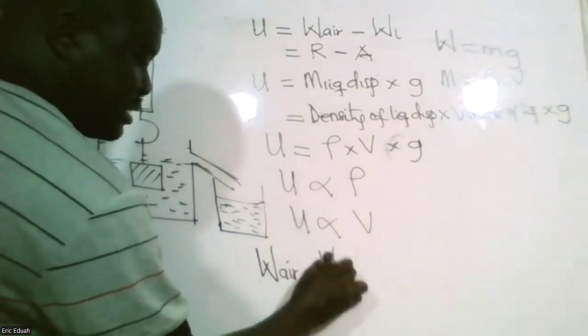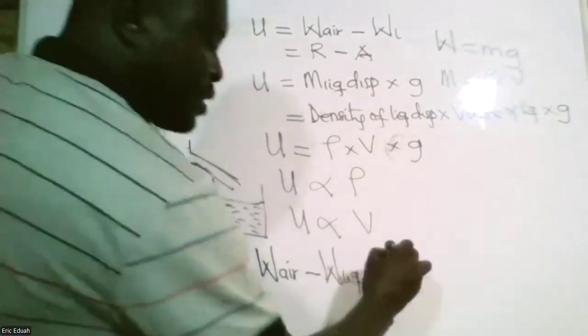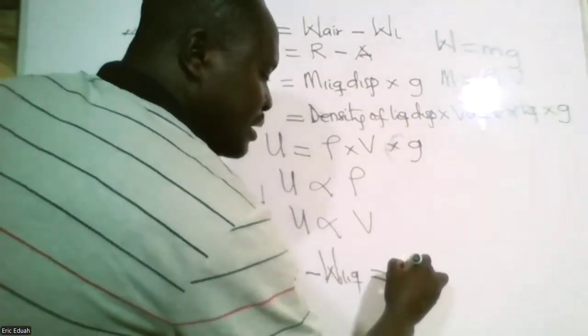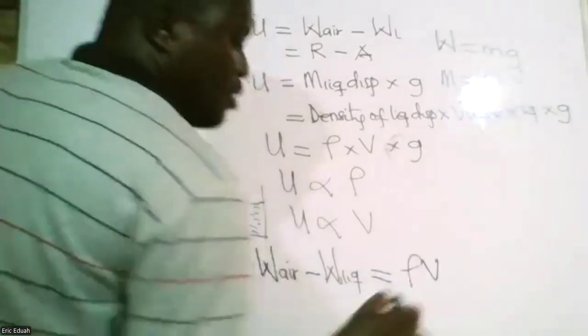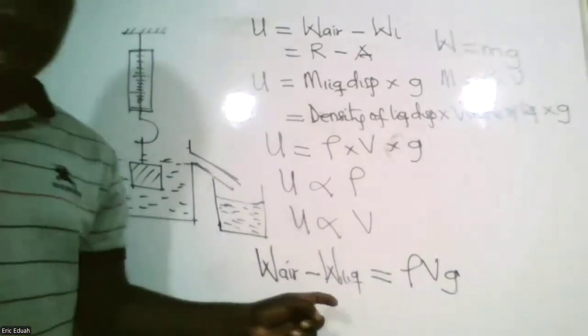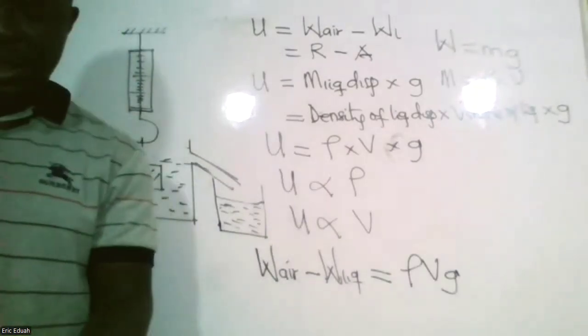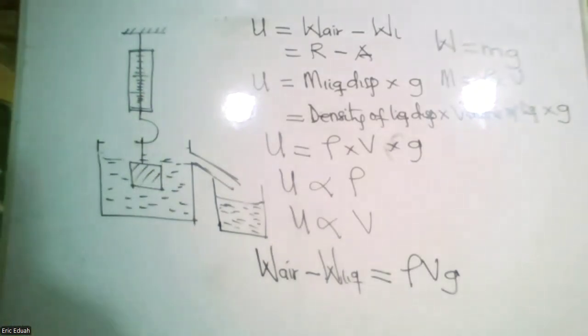So we can therefore connect the two, that upthrust can be weight in air minus weight in liquid, which is also equal to the density of the liquid times volume of the liquid displaced times gravity. This is the foundation on which the last question depends. So let's quickly apply this to solve our problem.